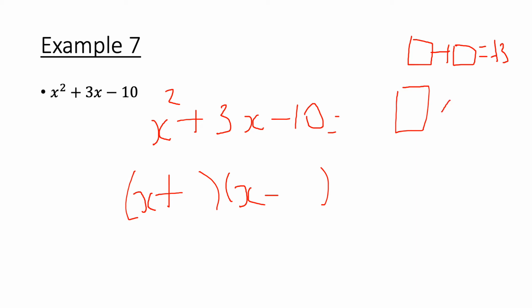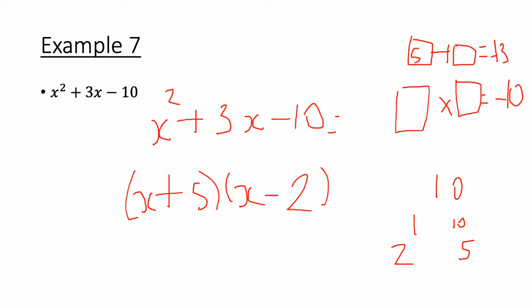Well, again, factors of 10 are 1 and 10 and 2 and 5. So it's going to be plus 5 minus 2. So 5 plus minus 2 is going to be 3, and then 5 times negative 2 is negative 10. So that is my answer there.